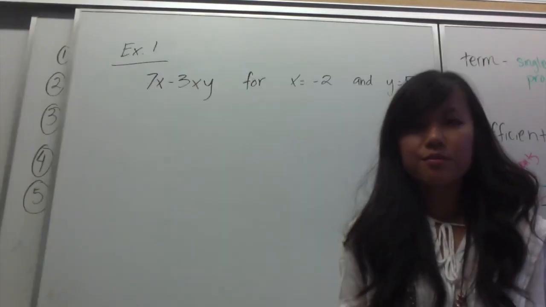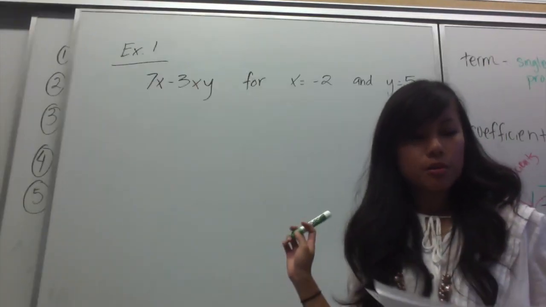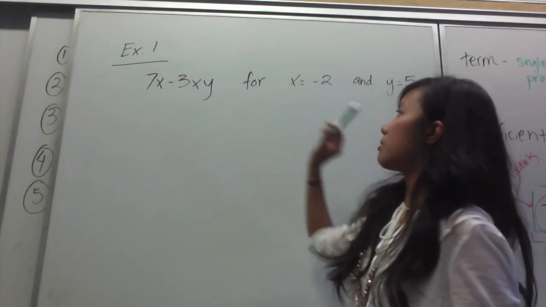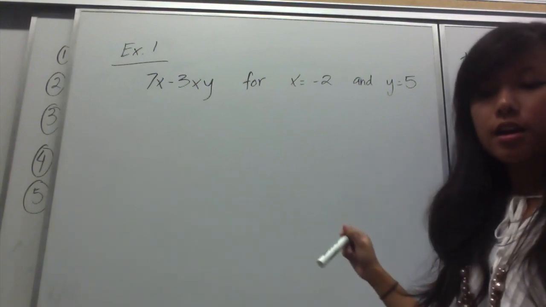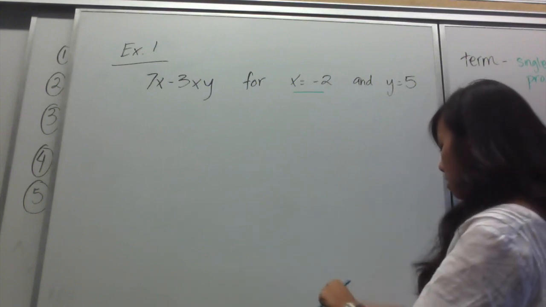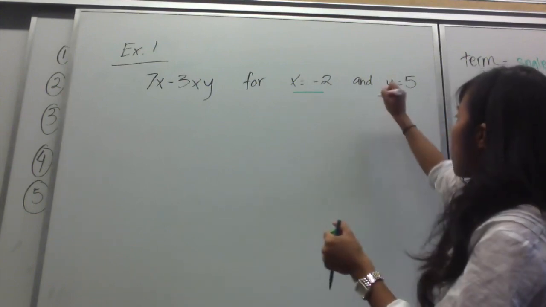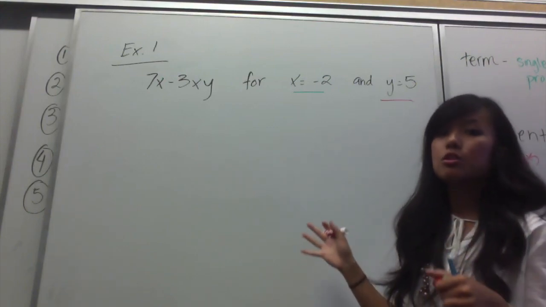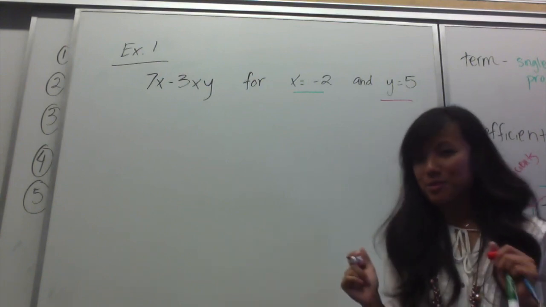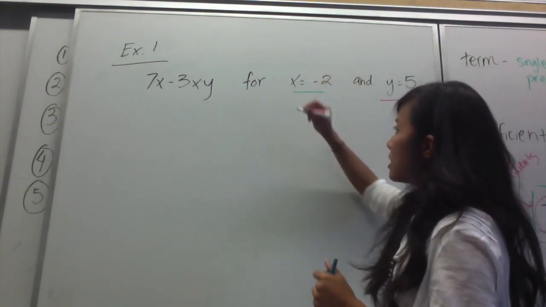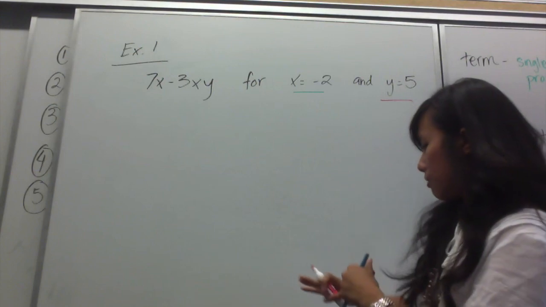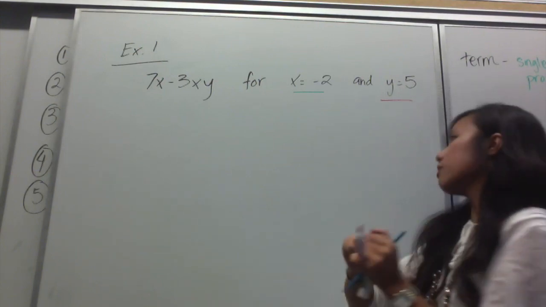I'm going to pause this. Okay, so for example 1, it tells us to evaluate. If you read that, evaluate, okay? For 7x minus 3xy, for x is negative 2 and y equals 5. So if you notice, they give you x, okay? We're going to use a different color, I guess red, for y. And all they want you to do, remember, evaluate means to solve and to substitute, okay? So we're going to substitute. Wherever you see y, you're going to put 5. Wherever you see x, you're going to put negative 2. So let's do that. Let's see if I can juggle all these colors here.